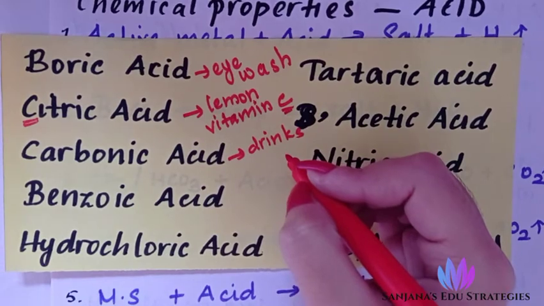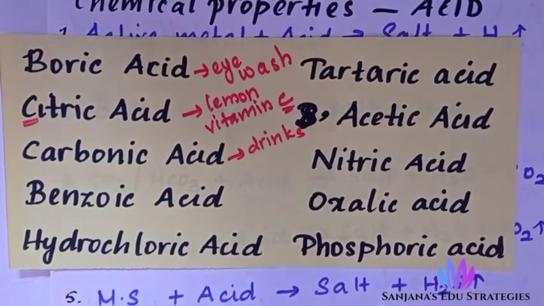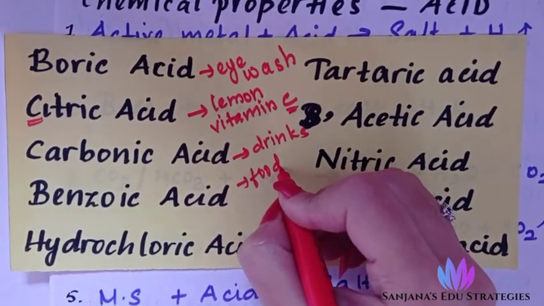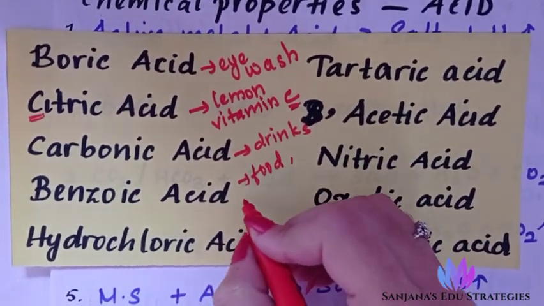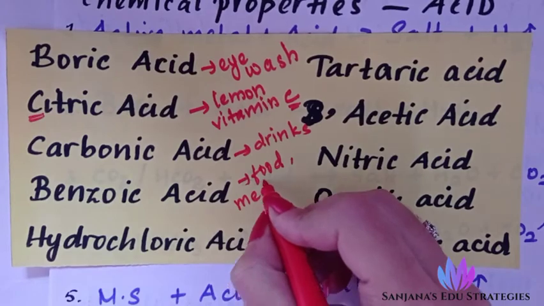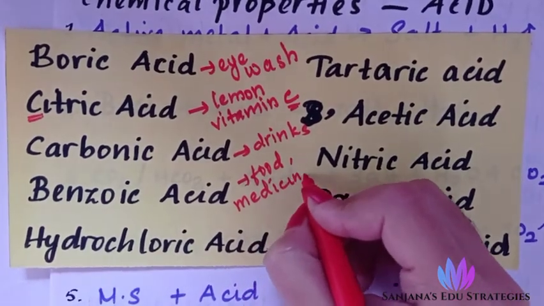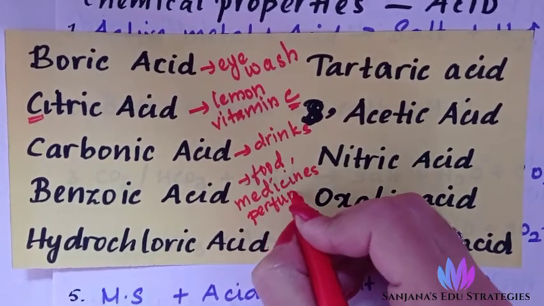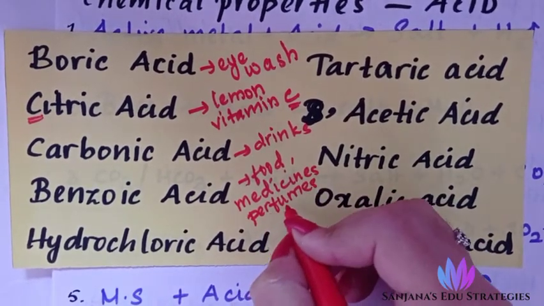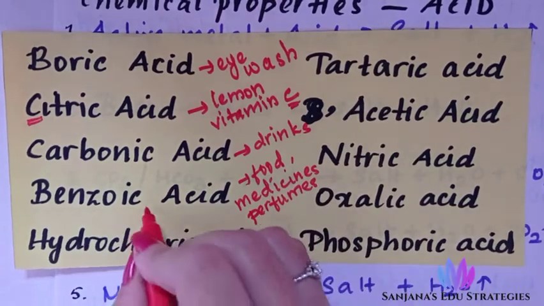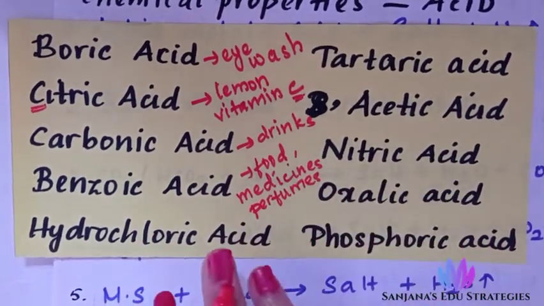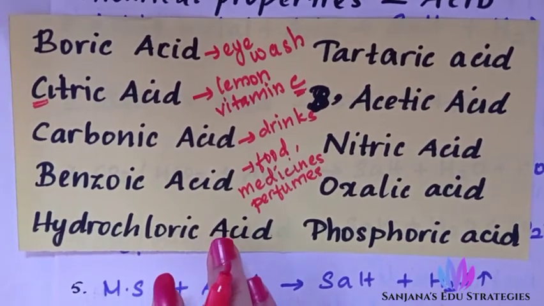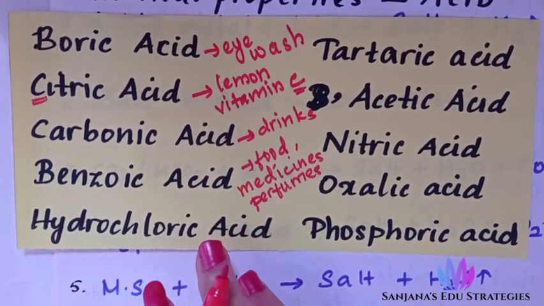Next is benzoic acid. It is also used as a preservative for food, and for making medicines and perfumes. You might have seen in some perfumes' ingredient lists that benzoic acid is present. Next is hydrochloric acid. It is present in our stomach and it is also helpful in cleaning some metal items.